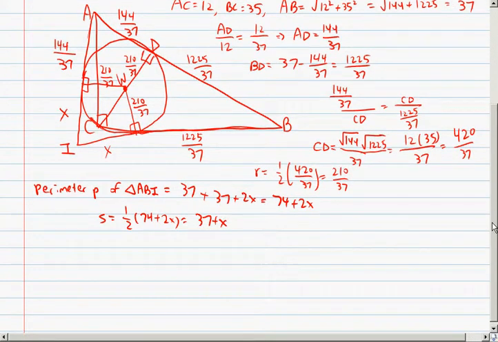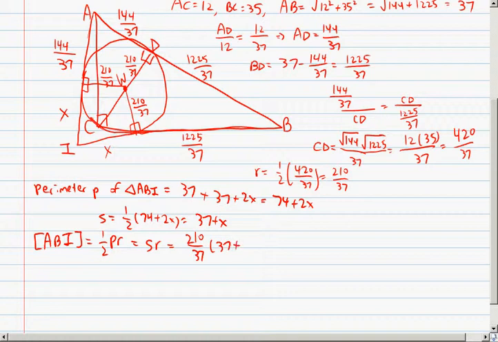Now, in order to find the perimeter of ABI, we have to find x. In order to find x, we have to find two ways to compute the area of triangle ABI and equate them together and solve for x. One possible formula for the area of ABI is half of the perimeter times the inradius, in other words, s times r. By doing that, we have 210 over 37 times 37 plus x.